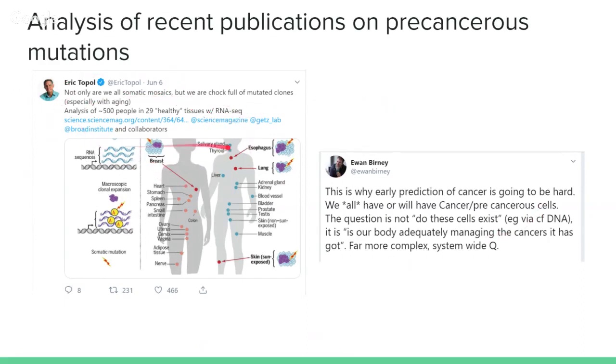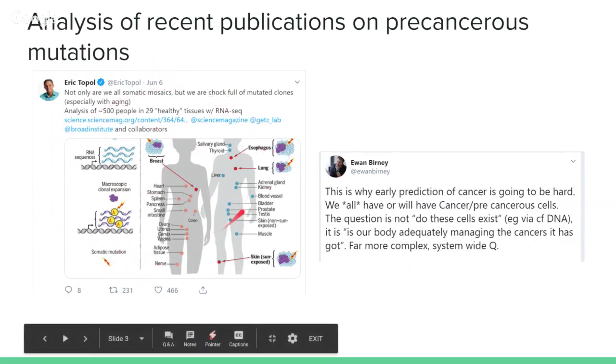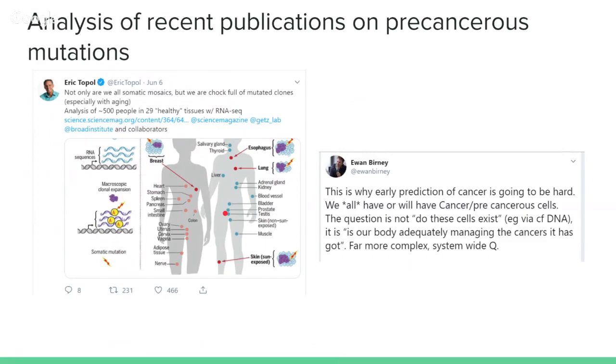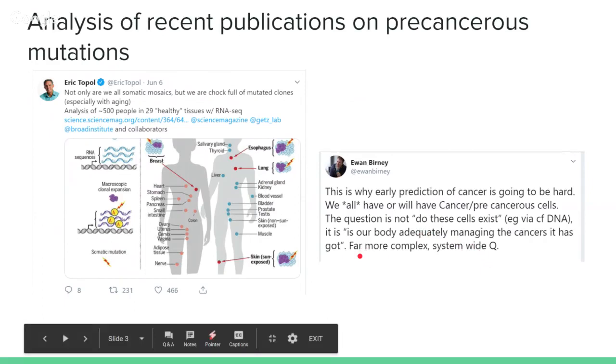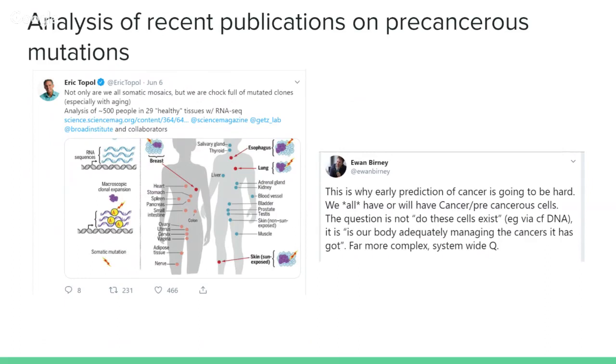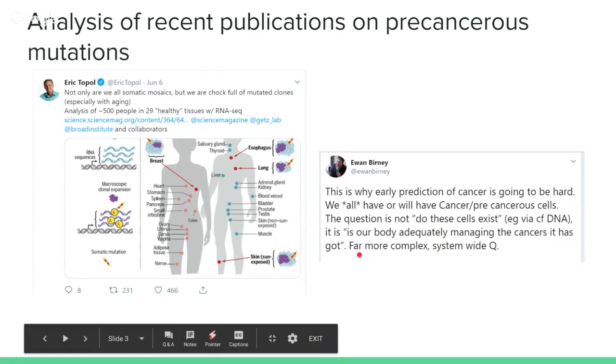Eric Topol highlighted a couple of recent papers from the Getz lab at the Broad Institute and collaborators showing what he calls somatic mosaics, these mutational clones that we all have in our body. And Ewan Birney replied, "This is why early prediction of cancer is going to be hard. We all will have cancer or precancerous cells, and the question is not whether these cells exist, or measuring them by cfDNA, but is our body adequately managing the cancers it has got in it?" That's a far more complex system-wide question. So let's dig deeper into this and see what this is about.